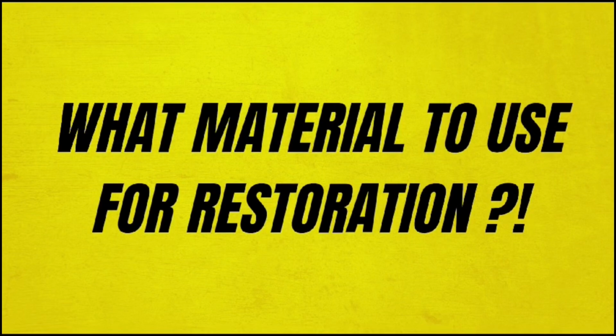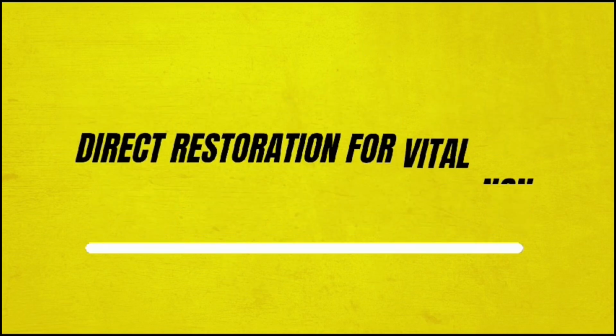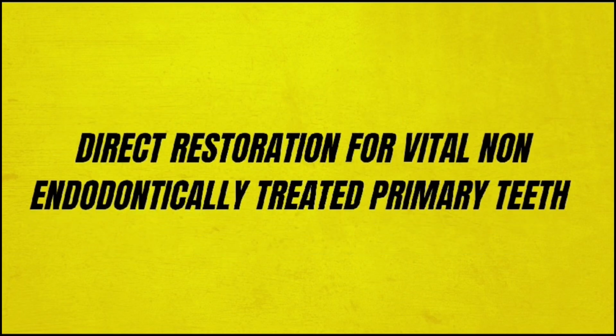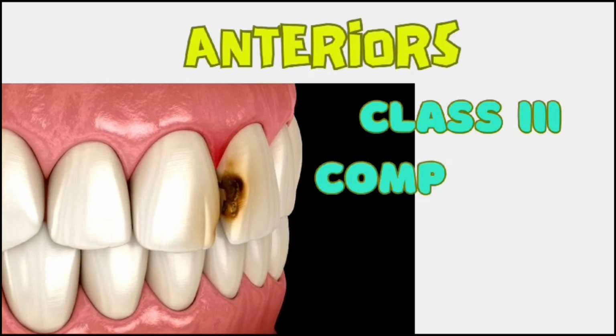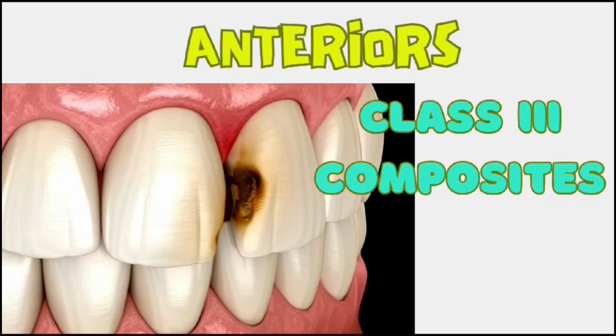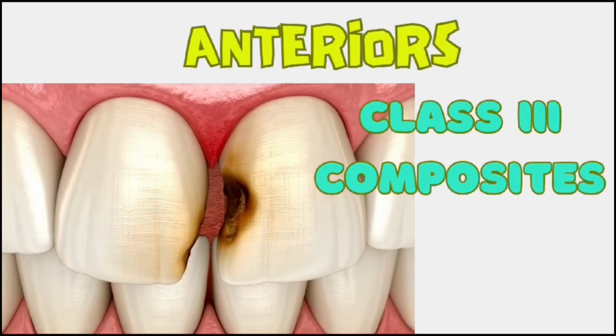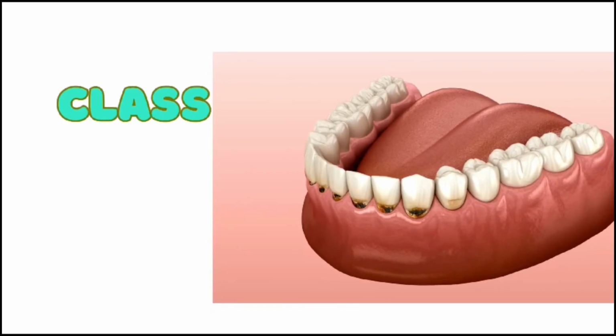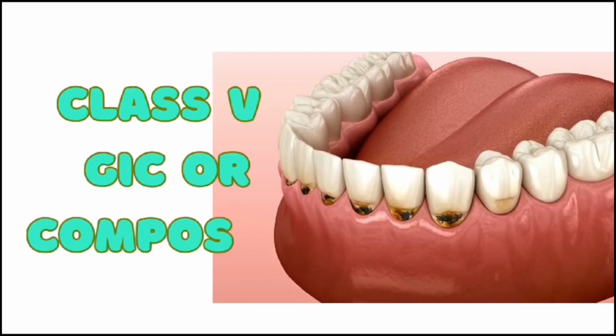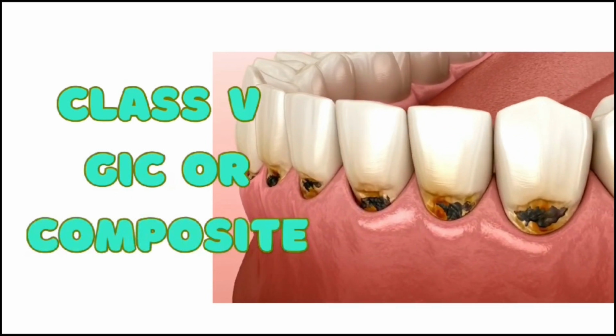Confused on what material to use for restoration? Today we'll discuss direct restoration for primary teeth which are vital and non-endodontically treated. If you get a Class 3 cavity, the best and aesthetically pleasing option will be composites. For a Class 5 cavity, whether it is in anterior or posterior, the best options are GIC or composite.